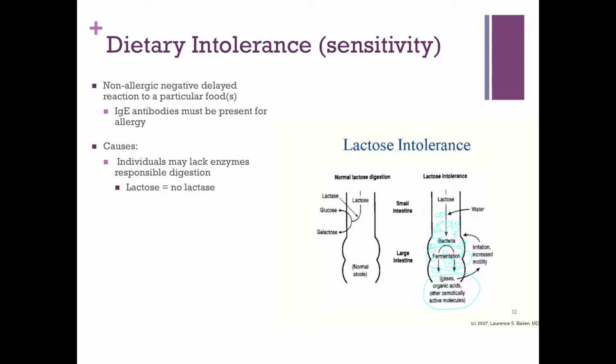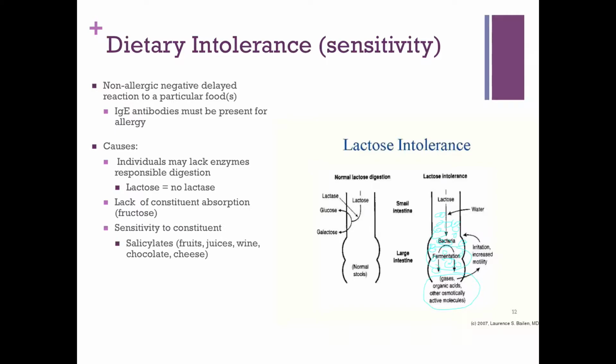The most common intolerance is lactose intolerance. About a third of the population is lactose intolerant. Lactose intolerance means that there's a lack of the lactase enzyme, which breaks down lactose into glucose and galactose. Without lactase, lactose is digested by bacteria again, which is just going to ferment it and make gas. It could be a lack of absorption, like if people have fructose inability, there is sensitivity to a constituent, which just means that there's a reaction to it.